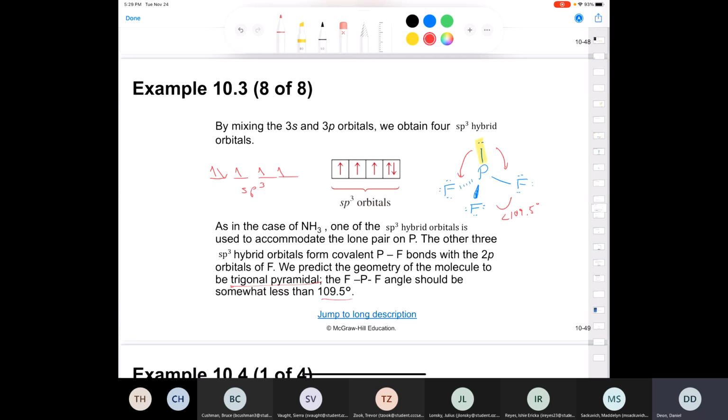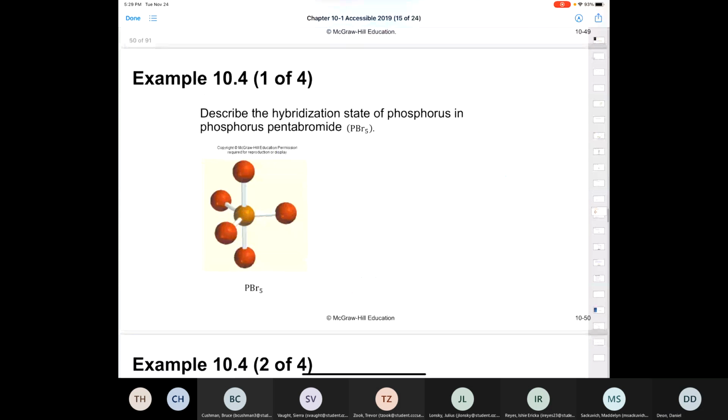Now, you don't have to have bond angles memorized outside of things like the 109.5 degrees. As long as you say, hey, Mr. Dion, it's less than 109.5, that's good enough for me. Okay, that'll be good enough to answer any question on your exams. Okay, let's try one more.